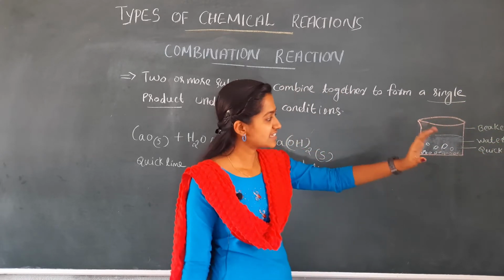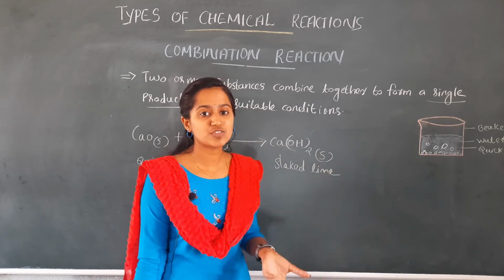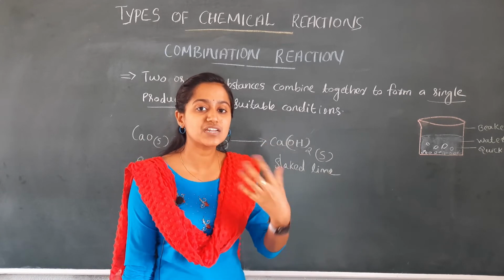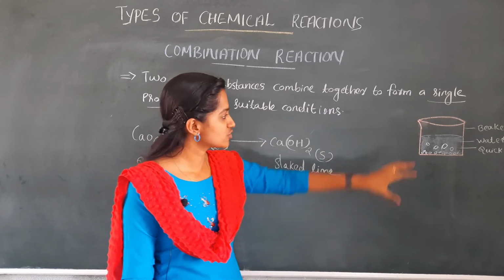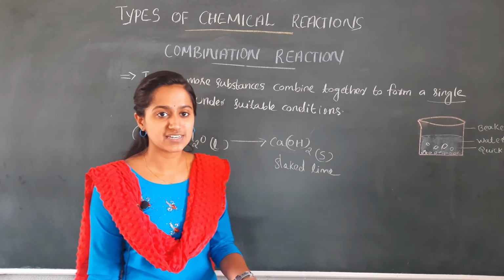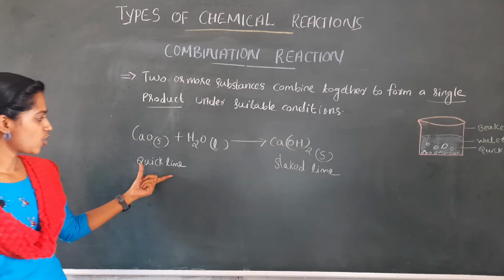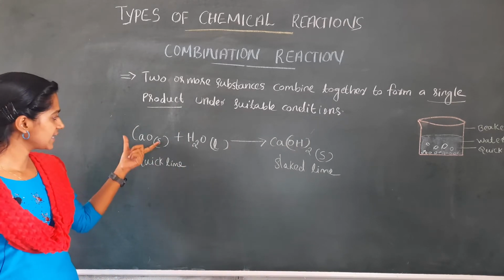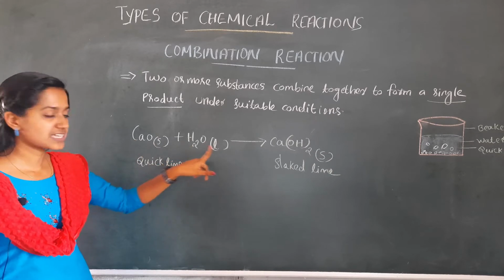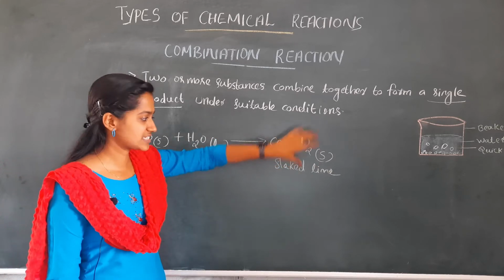So we can say that this is an example of an exothermic reaction. So what is an exothermic reaction? Those reactions which liberate heat energy we call exothermic reactions. So this particular combination reaction is an example of an exothermic reaction. Then we can represent this chemical reaction with this equation. Here calcium oxide, which is in solid form, reacts with water, which is in liquid form, to produce calcium hydroxide.